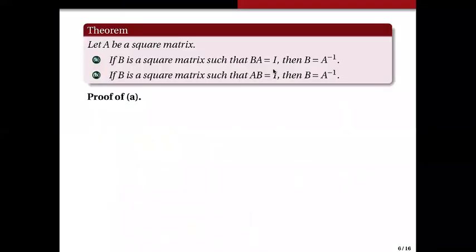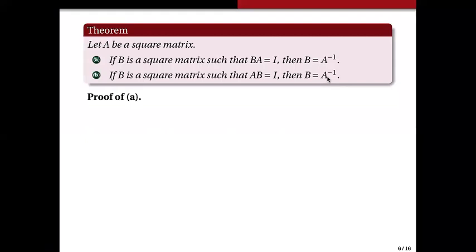Let us now consider this theorem. Let A be a square matrix. If B is a square matrix such that BA equals I, then B is the inverse of A. Also, if B is a square matrix such that AB equals I, then B is the inverse of A.